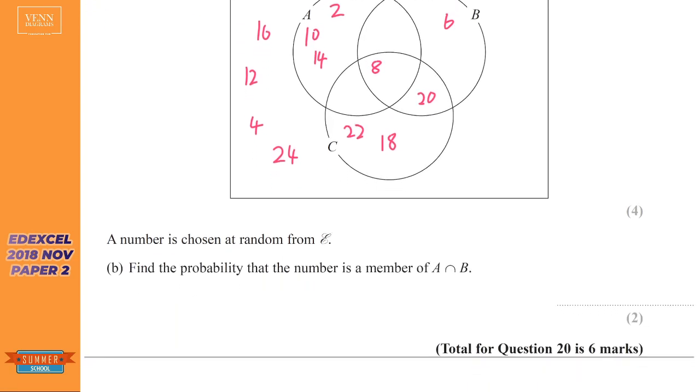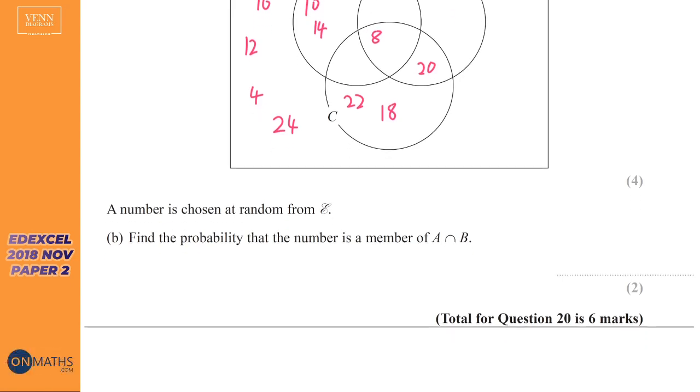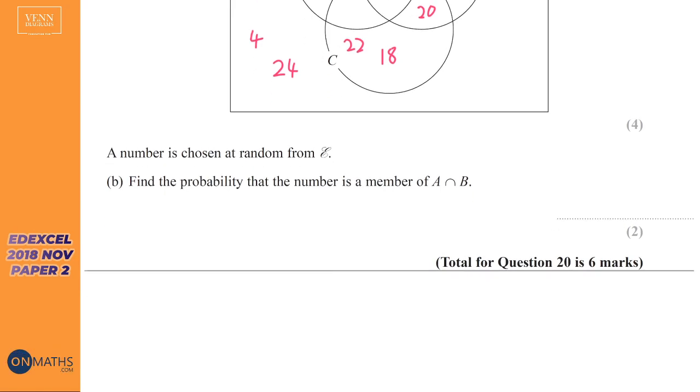So the final question asks us to find the probability that the number chosen at random is a member of A and then this kind of weird symbol B. Well, we've got to know about these symbols, and there's a really nice way of remembering them. So the 2 symbols that you'll likely have in these questions are this and this.